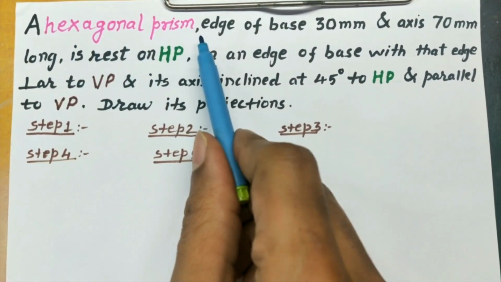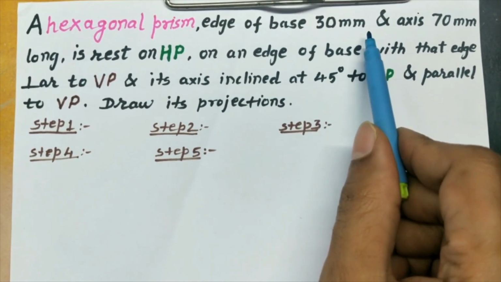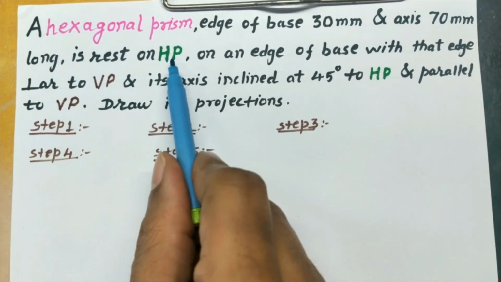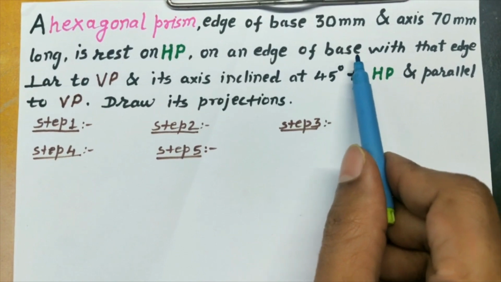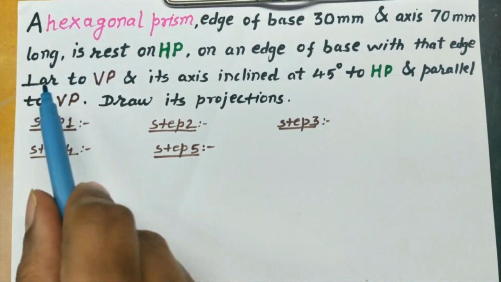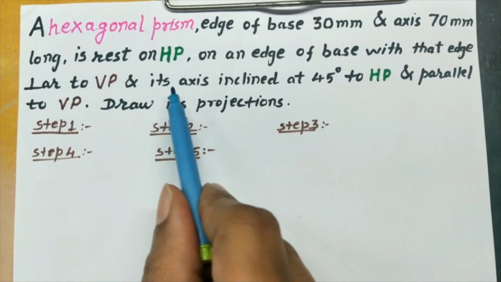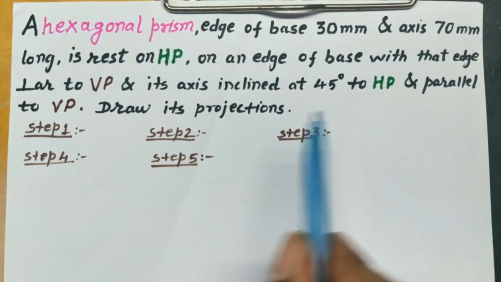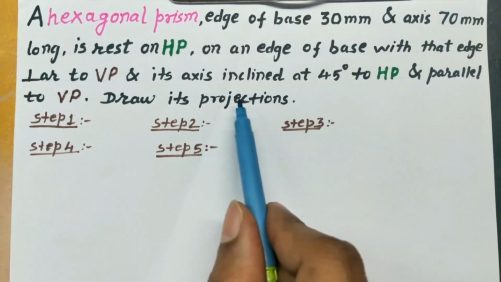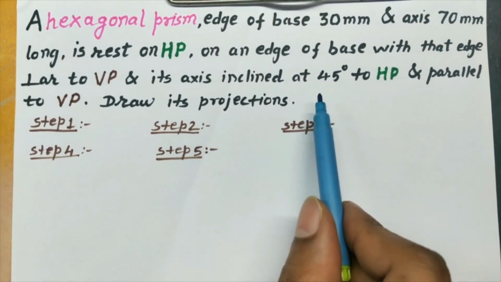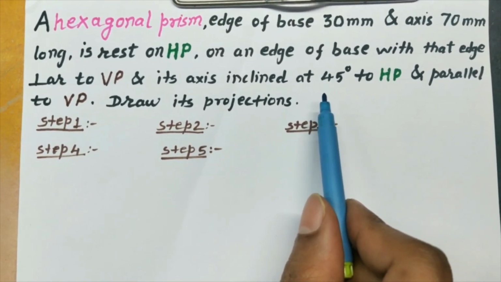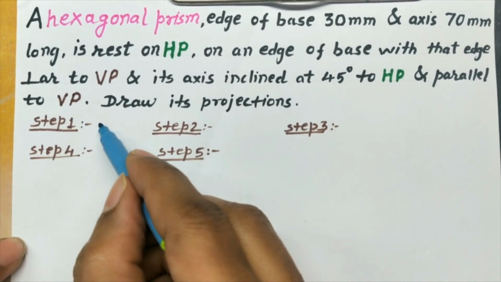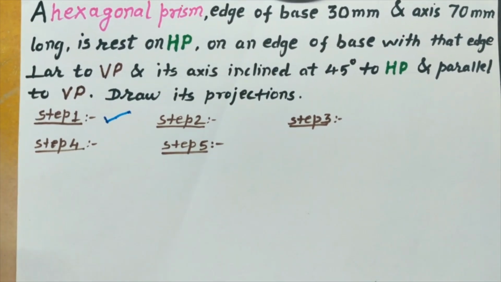A hexagon prism, edge of base 30 mm and axis 70 mm long, is resting on HP on an edge of base with that edge perpendicular to VP and its axis inclined at 45 degree to HP and parallel to VP. Draw its projections. When we are reading the problem carefully, we should understand what data is given. So for that reason you should first read it carefully.